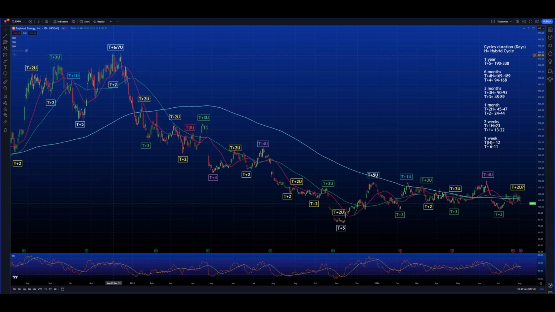As usual, we're going to use the T cycle analysis, a methodology that is based on the different duration of the cycles. And if you want to know more, you can click on the pop-up button on the right-hand side and get access to the video introduction to the T cycle analysis.